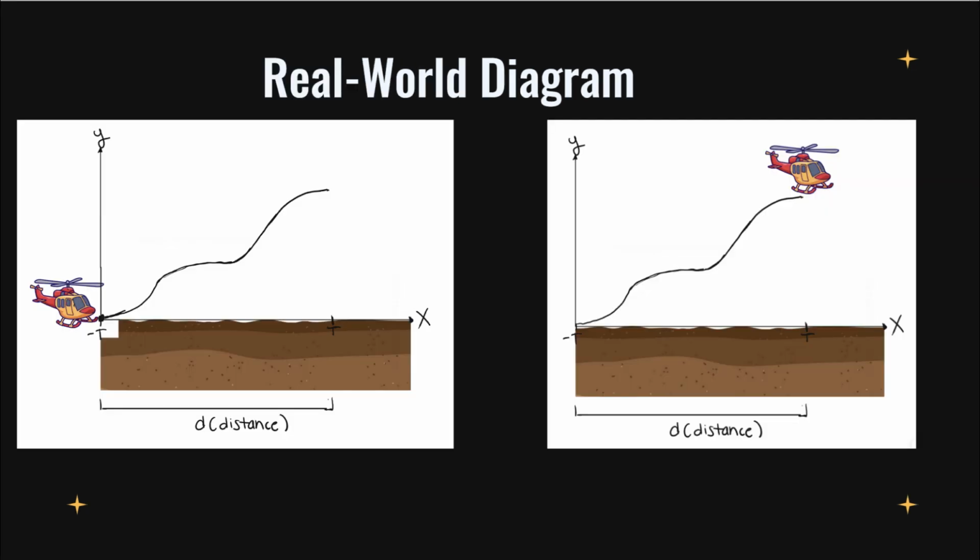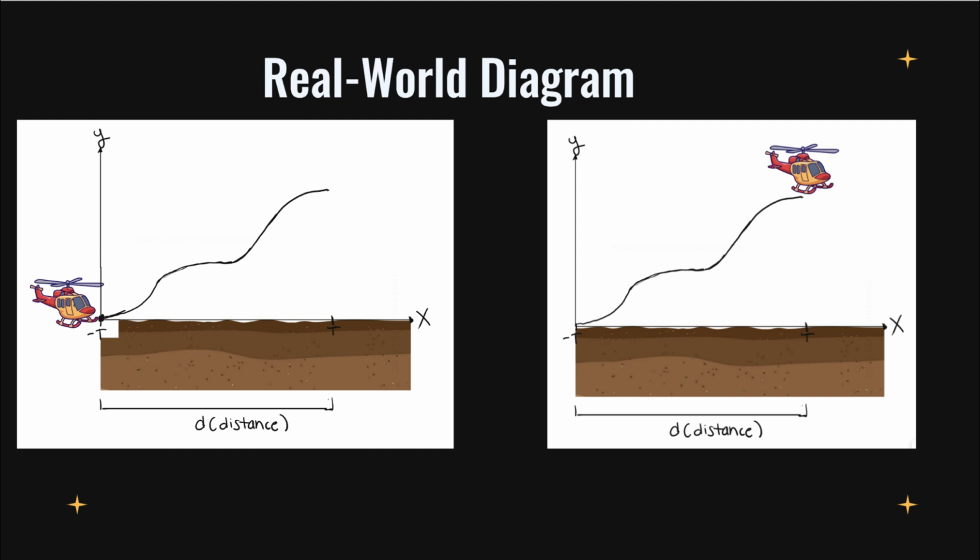This is our group's real-world diagram for the situation. The helicopter starts at the origin of the coordinate system with x and y axes. The motion of the helicopter is highlighted by the curve here, which has the same curve as the motion diagram. Additionally, the helicopter starts at initial time at negative t and ends at a positive time t.